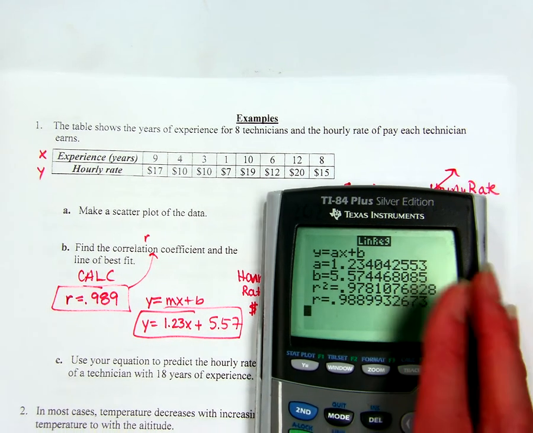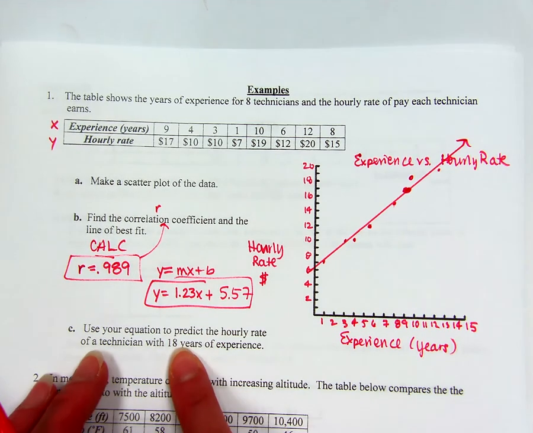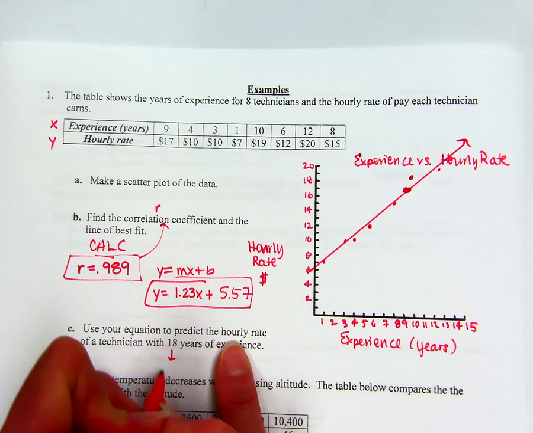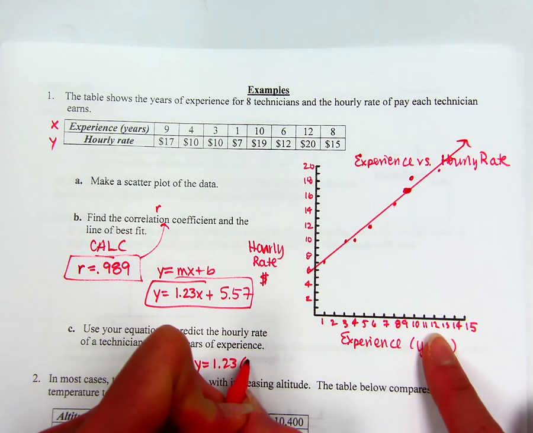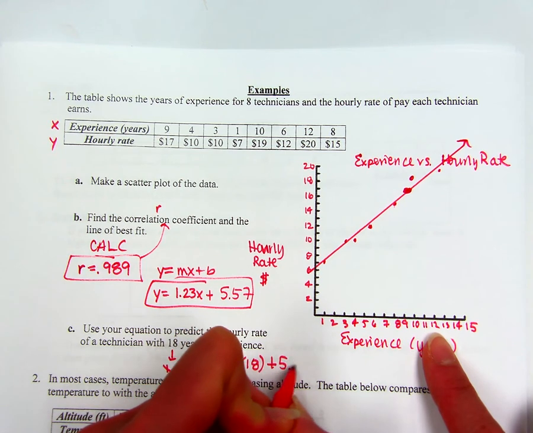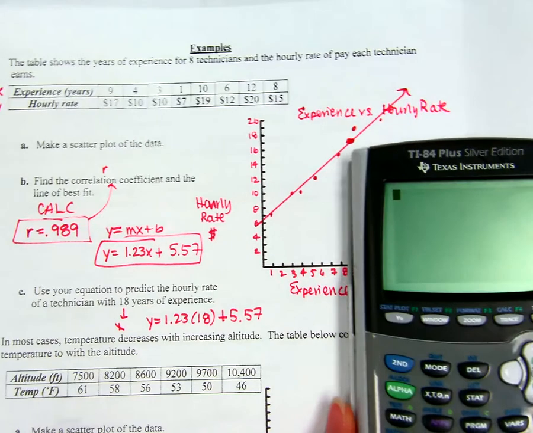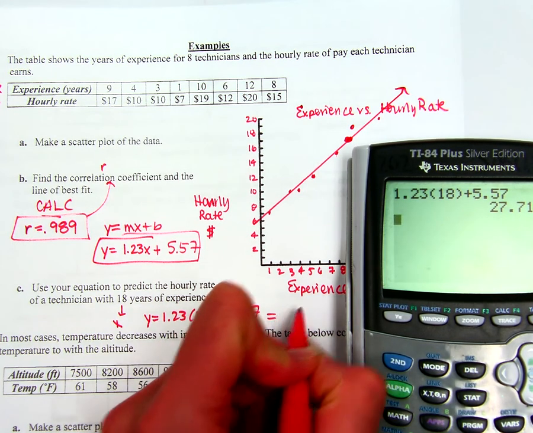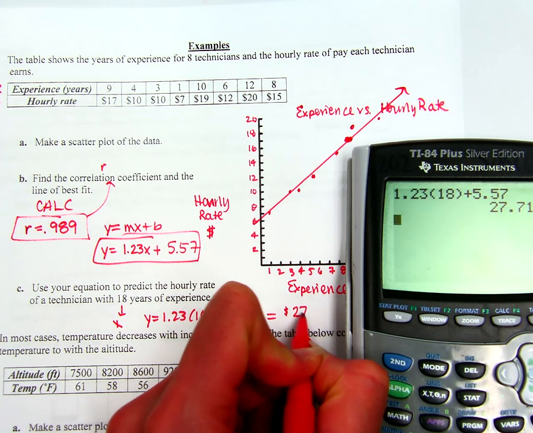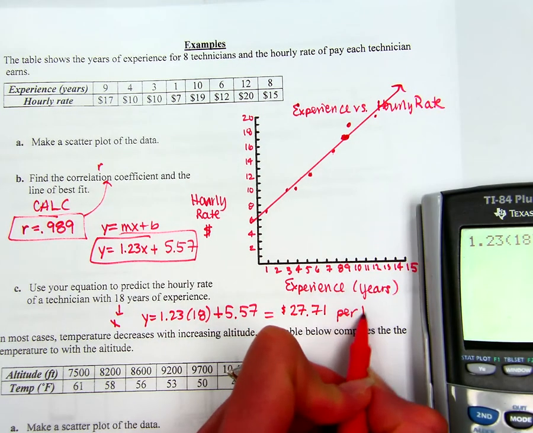And then you need to use this equation to predict the hourly rate of a technician with 18 years of experience. Since experience is x, this number is going to go in for x. So I'm going to write y equals 1.23 times 18 plus 5.57, and that's something you can plug into your calculator. This tells me that a technician with 18 years of experience should be making $27.71 per hour.